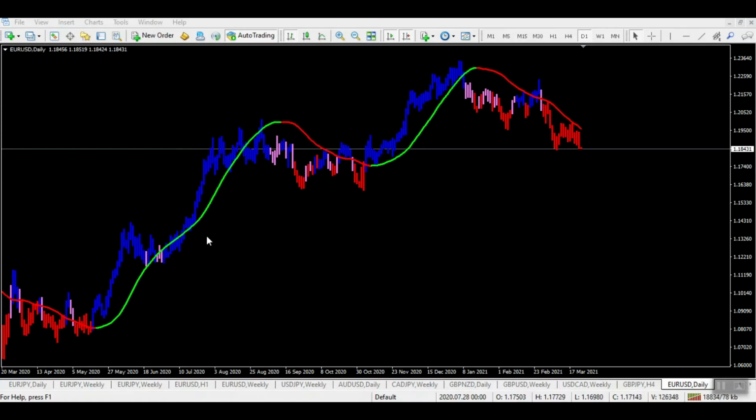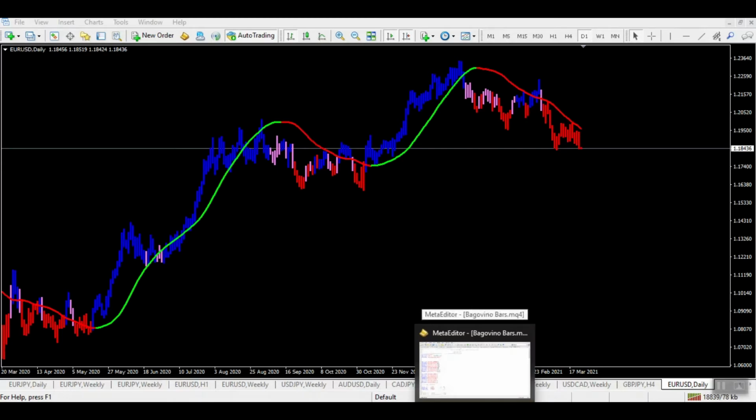It's a guy on Forex Factory, bagovino or something like that. He had this system, and I wrote this. I called it bagovino bars. I put a lot of expert advisors in bars so you can actually see it better. Let's look at the code real quick.